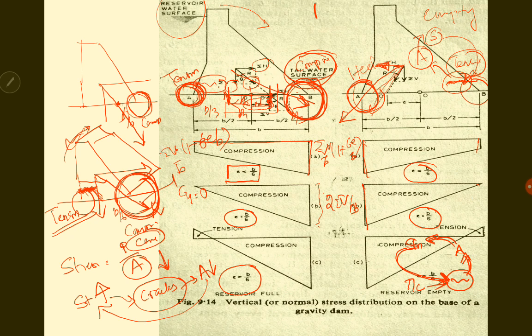And now when the E value is greater than B/6, otherwise the resultant is moving closer to the heel part, the heel will be in more and more compression and there will be tension developed in the toe region. When tension is developed in the toe region, then cracks will be formed and the area will be reduced. The effective area will be reduced, causing stress, and this stress causes further cracks, and finally the dam will fail.